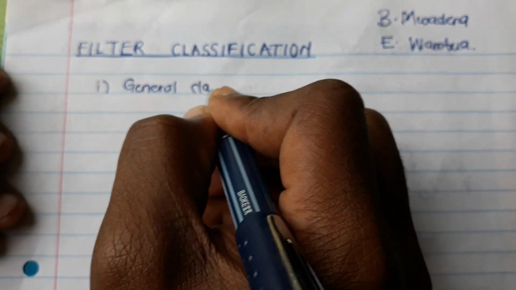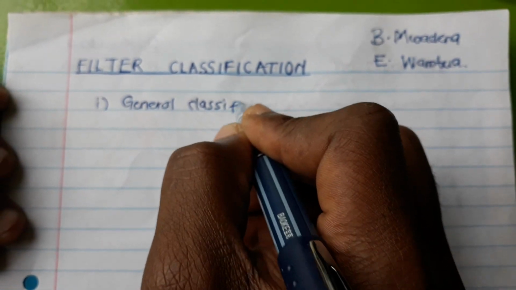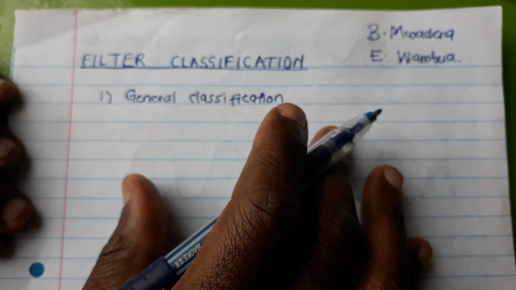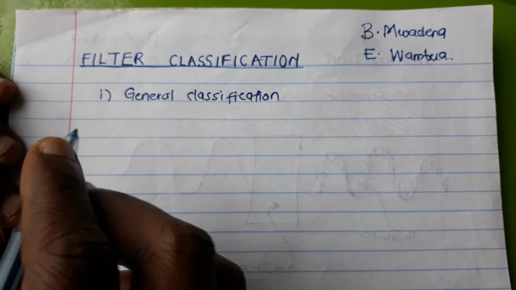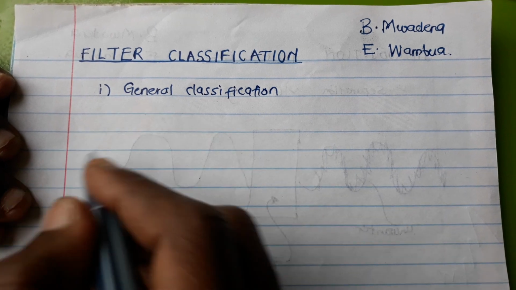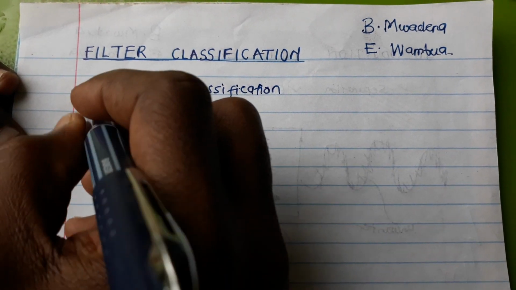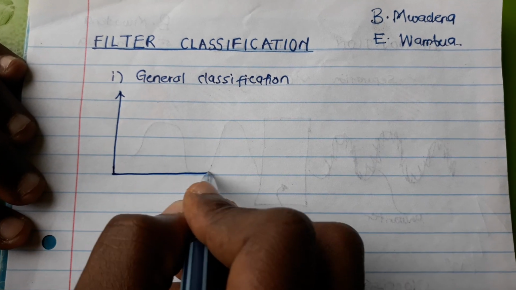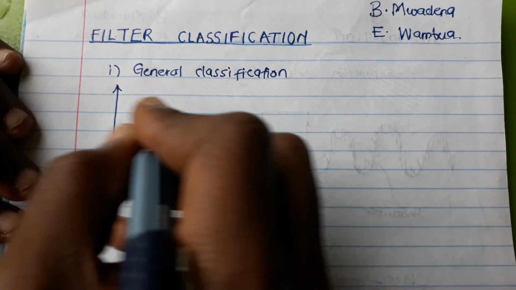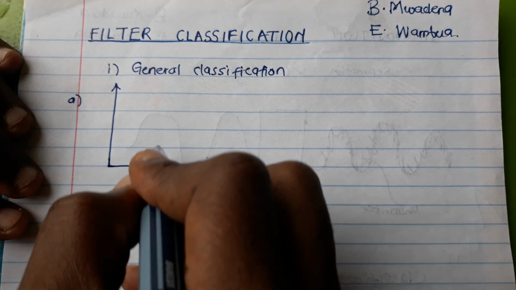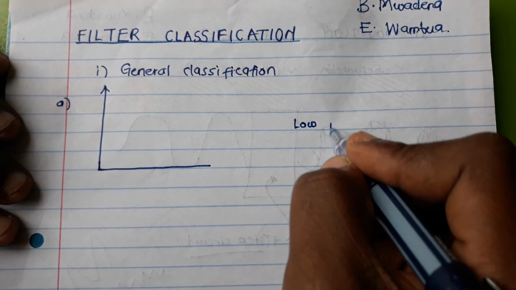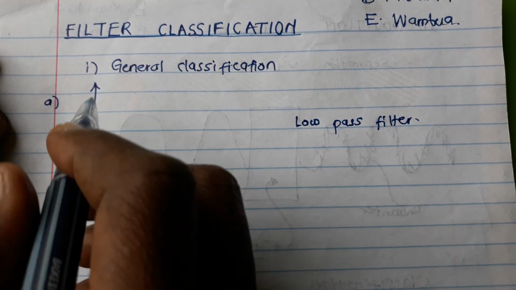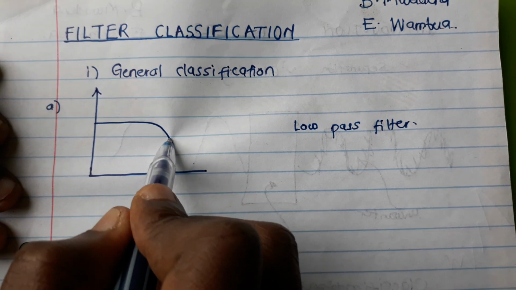And this general classification is basically classification as per the response. I'm going to briefly explain this meanwhile so that we can have a good introduction to the general classification of filters. The first in general classification is the low-pass filter. A low-pass filter is a filter whose response is of this type.